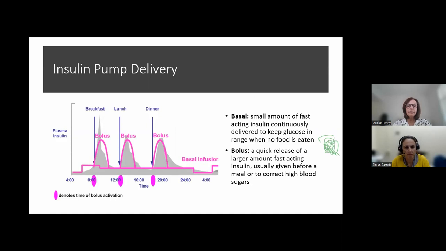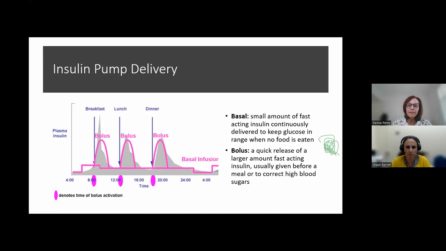In terms of insulin pump delivery, in our clinic we're probably 30 to 40% using pumps. The insulin pump, if you're not familiar, has one type of insulin, and it's a fast-acting insulin. So the child does not receive a separate long-acting basal insulin. That basal dose is given as a small amount of the fast-acting insulin. The basal rate is programmed within the pump, and that is to be delivered to keep blood sugars in range when there's no food being consumed.